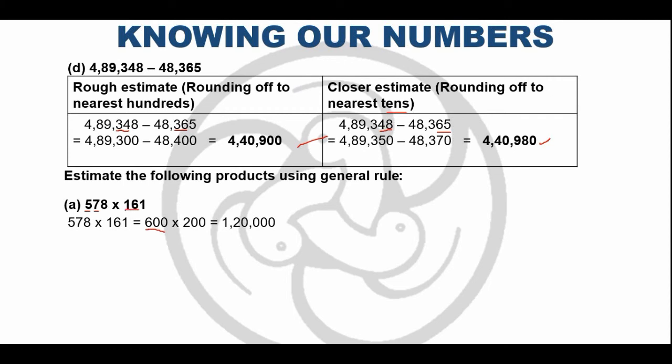Into, the place value of 100 in 161 is 1. The right side number is 6. It is greater than 5. That means you have to add 1 to the place value of 100. So it will become 200. 600 into 200, we will get 1,20,000.